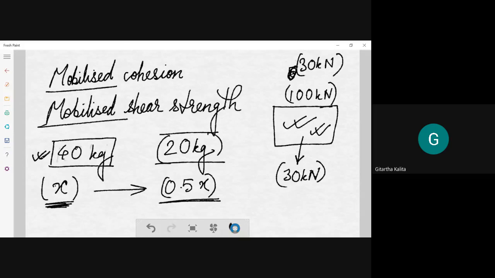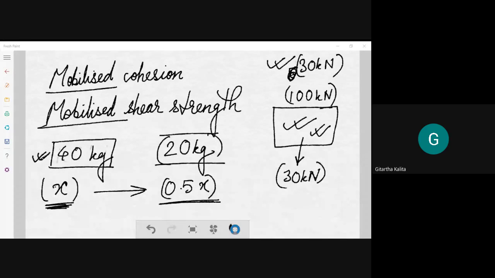The soil has 100 kilonewton capacity, but it has mobilized 30 kilonewton of its capacity to resist this 30 kilonewton load. That means the amount of energy that you spend for resisting the particular load is the mobilized value. The soil may have a capacity of 100 kilonewton, but it will not spend 100 kilonewton every time. If the load on it is 30 kilonewton, it will mobilize only 30 kilonewton. The remaining 70 kilonewton will be saved. So the mobilized value is the same as the applied value, isn't it?